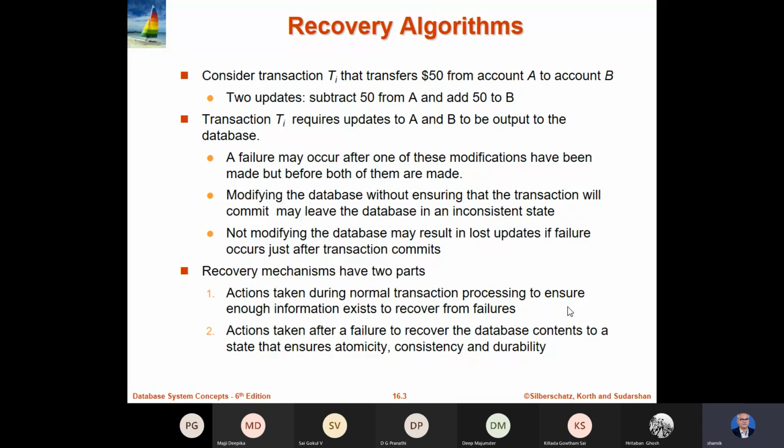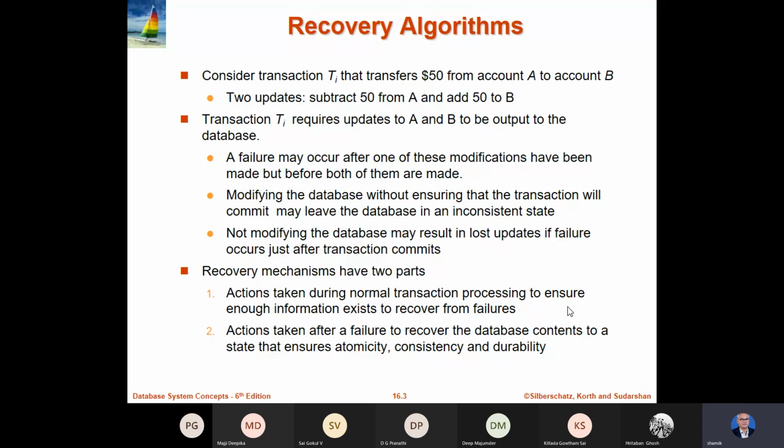So modifying the database without ensuring that the transaction will commit may leave the database in an inconsistent state. Not modifying the database may result in lost updates if failure occurs just after the transaction commits. So recovery mechanisms have two parts. There are certain actions that we need to take during normal transaction processing. Whenever we are updating things in the database, we have to do a little bit of extra work, so that if there is a failure, we will be able to take certain actions to recover the database contents to a state that ensures atomicity, consistency, and durability.